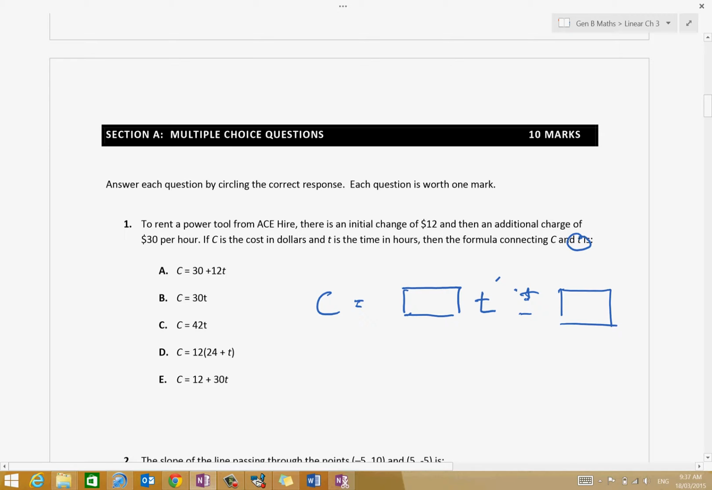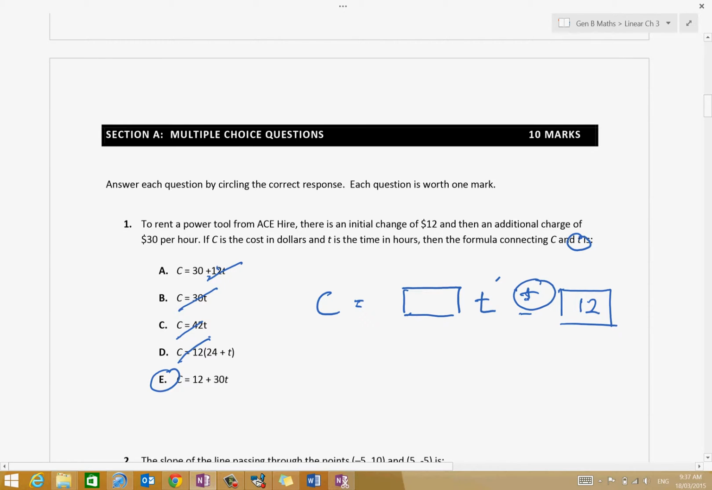Now, first of all, to rent a power tool, there is an additional charge of $12. So it doesn't matter how long you rent it for. If you rent it for 0 hours, it's going to cost you $12. So that's going to be plus 12. So therefore, we know that we've got this constant plus 12. And which of these has that? It doesn't. This isn't a constant. And this doesn't have a constant plus 12. We could actually virtually rule it out, and I'm going to say the answer is E. Did we all get E?